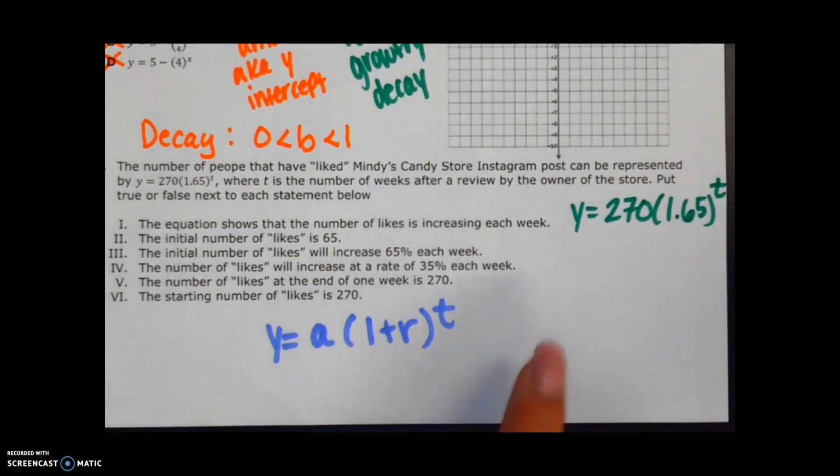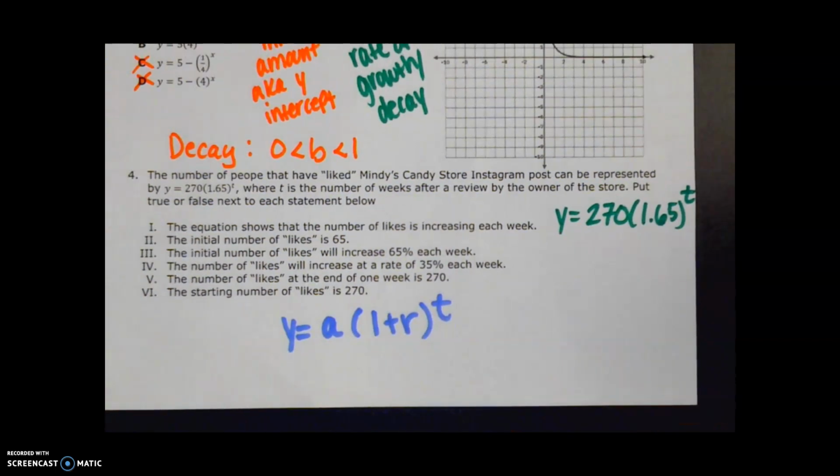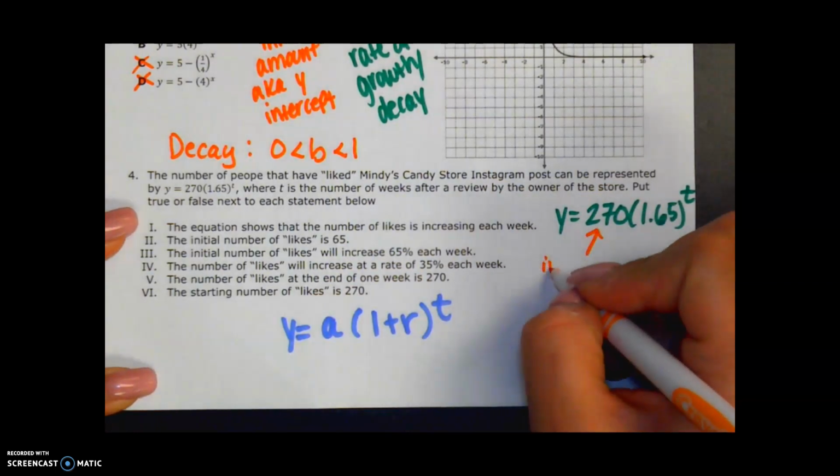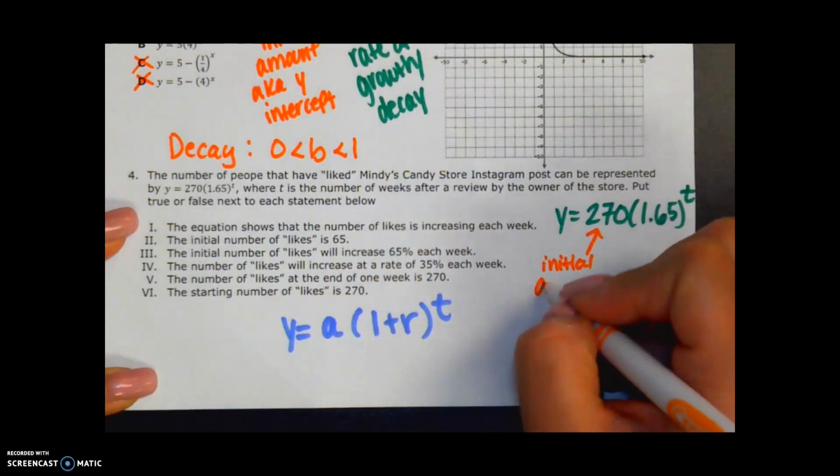So remember at the beginning of the function, that 270 right there, that is my initial amount.